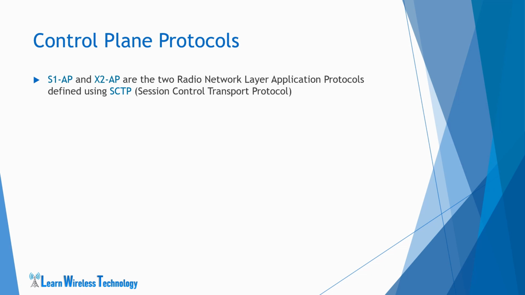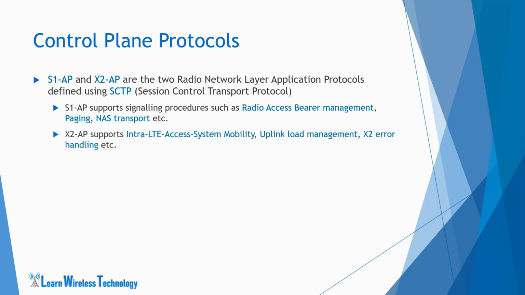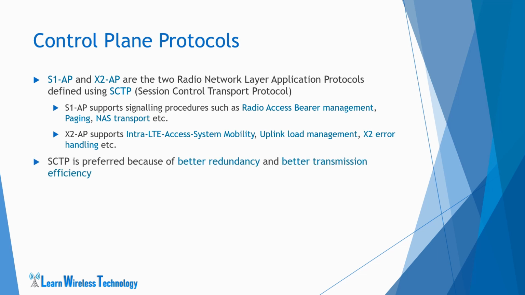S1AP and X2AP, as we discussed, are the two radio network layer application protocols. S1AP supports signaling procedures such as radio access bearer management, paging, NAS transport, etc. And X2AP supports inter-eNodeB handover mobility, load management, X2 error handling, etc. Both S1AP and X2AP use SCTP for transmission of signaling due to its high reliability, better redundancy, and better transmission efficiency.